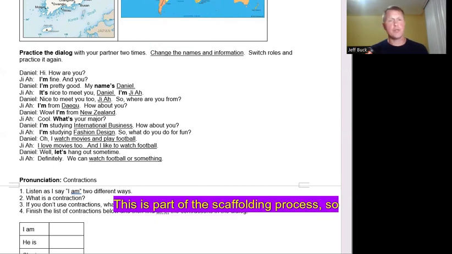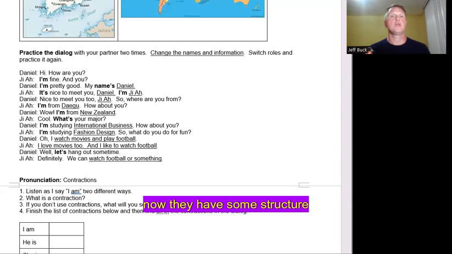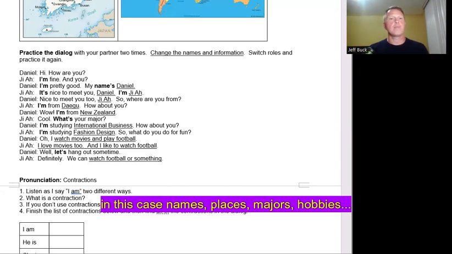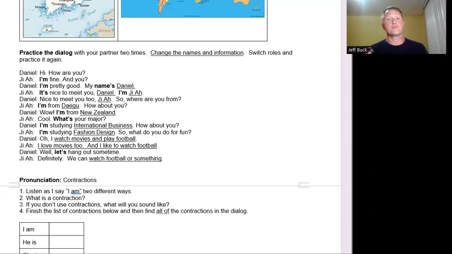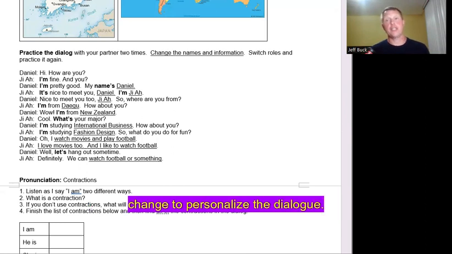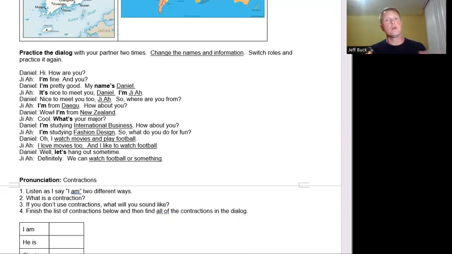This is part of the scaffolding process, so now they have some structure to work with. Some parts are underlined. In this case, names, places, majors, hobbies. Those are things that they will have to change to personalize the dialogue. So I'm going to go through it. You can listen and repeat if you want, or just listen.